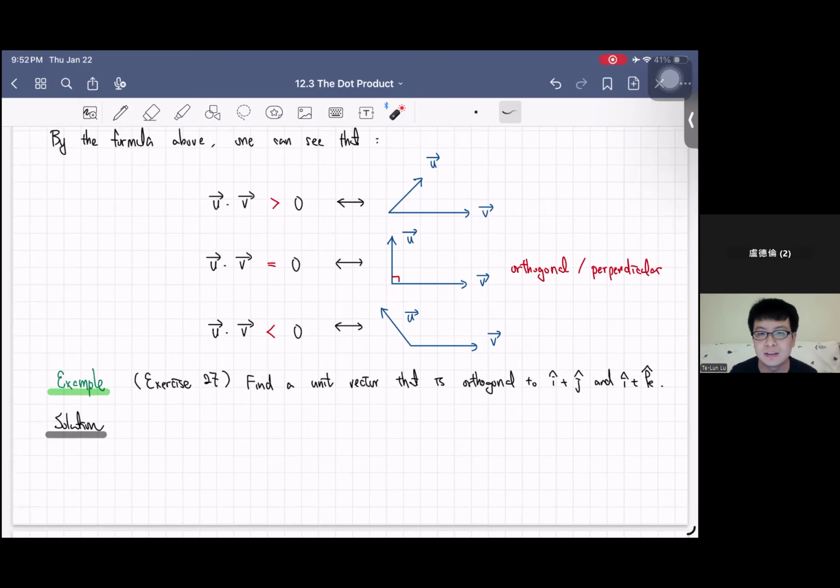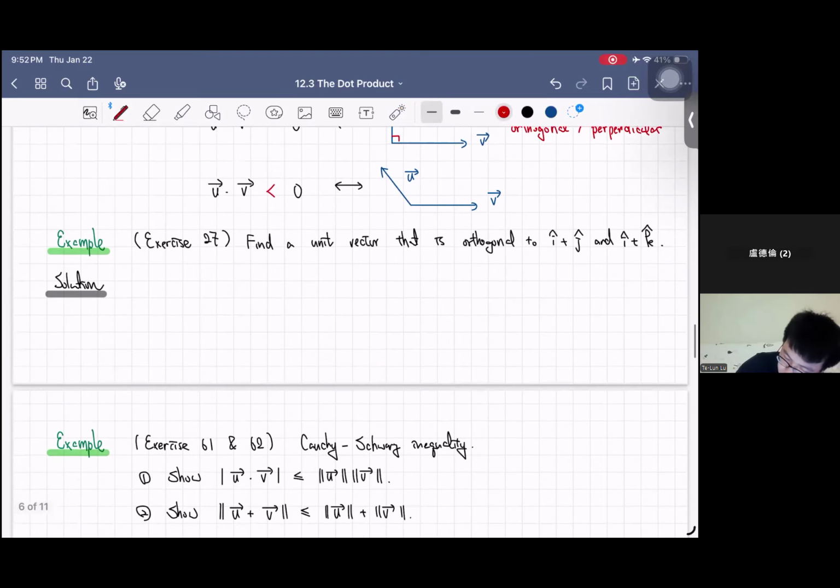So we want to find a unit vector that is orthogonal to i plus j and i plus k. Recall the definition of the standard basis i, j, k from our last video. i is 1, 0, 0, j is 0, 1, 0, k is 0, 0, 1, in a 3D space. Now we know by definition, if you want to find out whether a vector is orthogonal to another vector, then you want to find the inner product, right?